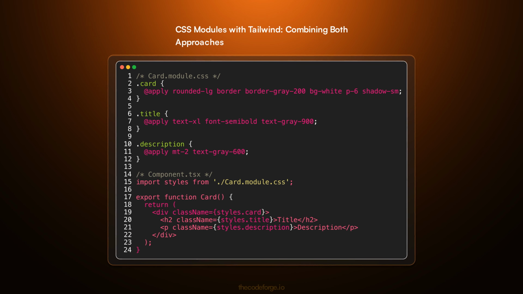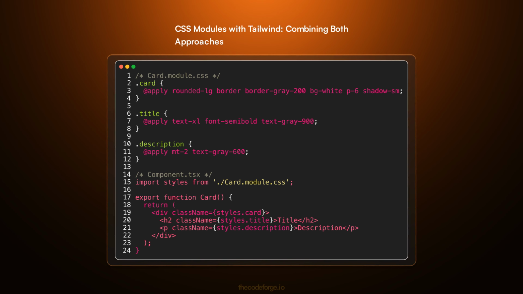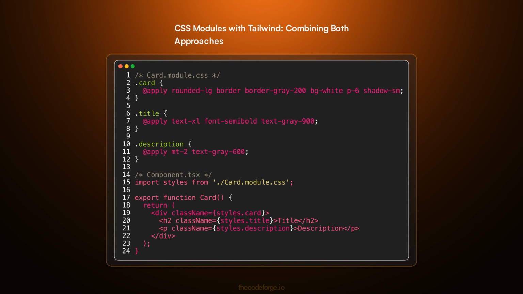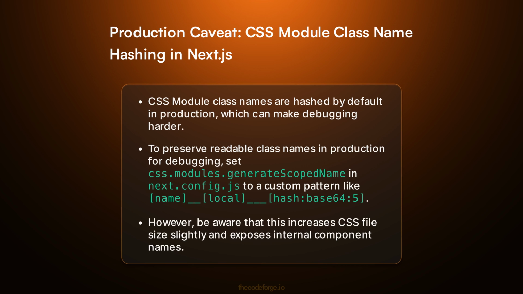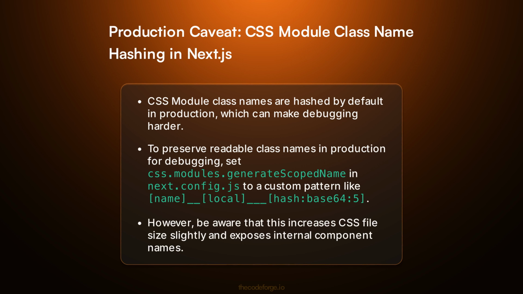The article mentions mixing CSS modules with Tailwind, but doesn't show how to use Tailwind's @apply directive inside a CSS module. This snippet demonstrates using @apply in a CSS module file to compose Tailwind utilities into custom classes, keeping the component markup clean. CSS module class names are hashed by default in production, which can make debugging harder.